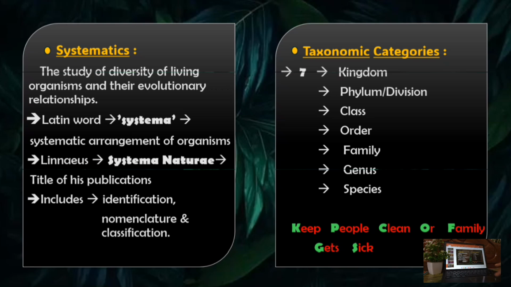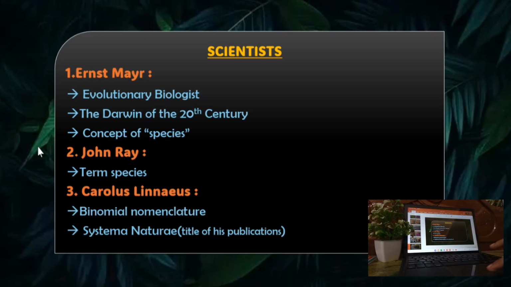Okay, then let's move to the last slide, that is scientists. There are 3 scientists mentioned in this chapter. One is Ernest Mayr. He is known as an evolutionary biologist and the Darwin of the 20th century. He gave the concept of species. And next is John Ray. He gave the term species, not the concept of species. And Carolus Linnaeus, he gave binomial nomenclature and named Systema Naturae as the title of his publication.